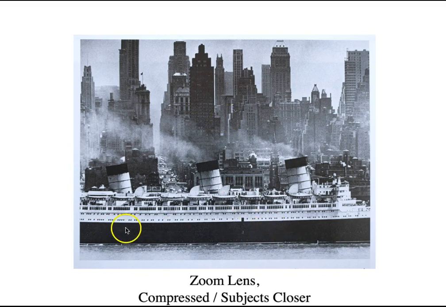Same on this one with the Queen Mary in front of New York. The stacks on the boat, they look as if they're right on the sidewalk, right in front of these buildings. Again, it's that long lens. It's compressing the space. It gives you the ability to photograph at a distance, but then photographically, optic-wise, it pulls everything closer together.